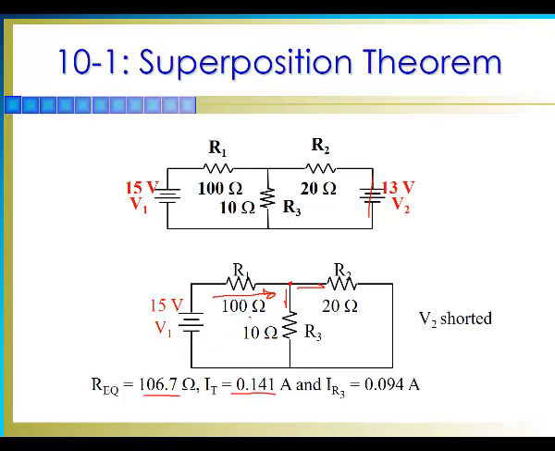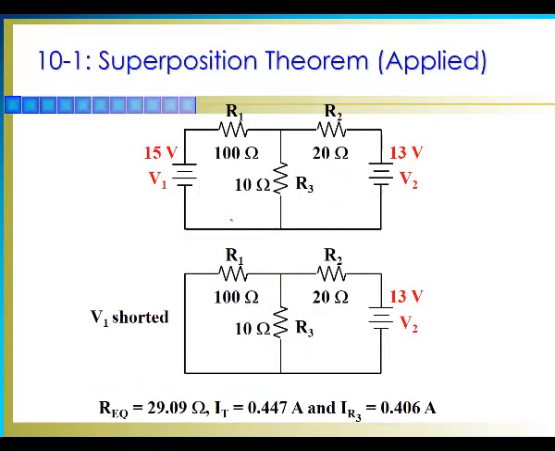If I multiply this times 100, that will give me like 14.1 volts on this resistor number 1. Now, if I subtract that from 15 volts, I will get only 0.9 of a volt going through this resistor right here, and divide that by the current, that will be 0.094 amps. That would be the current that goes through this resistor.